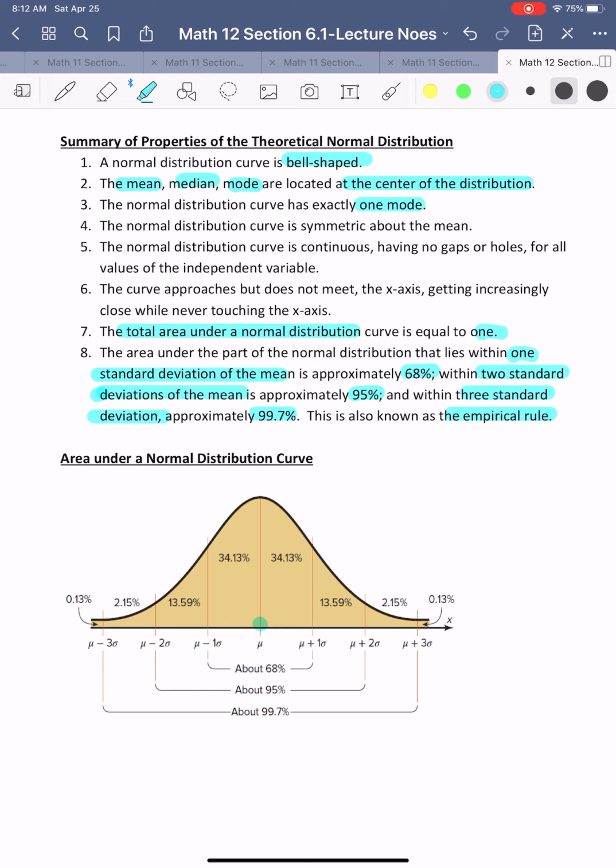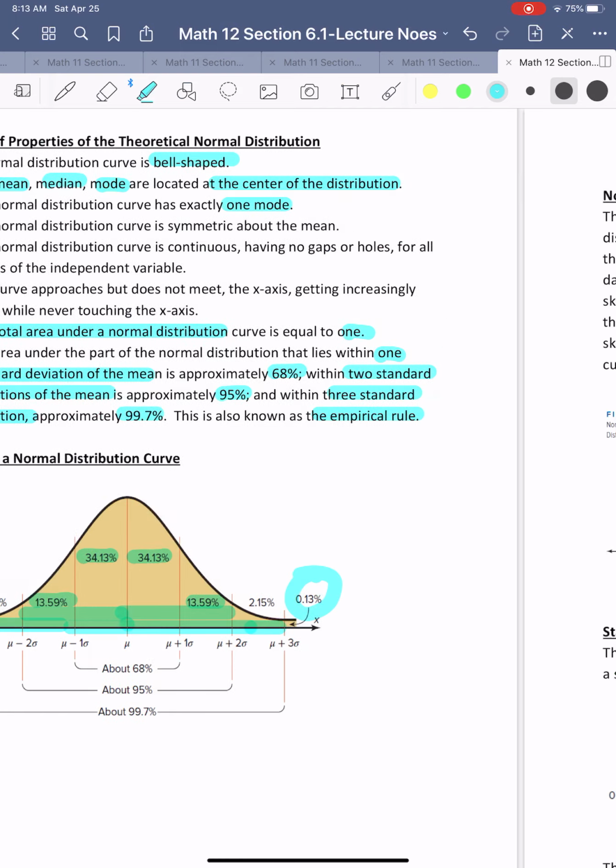So, area under the normal distribution: I put down the curve for you. About here is one standard deviation, from here to here. Then two standard deviations go up to here, and then three standard deviations up to here. All the way out here is what we call the outlier. All right, let's look at the next page.